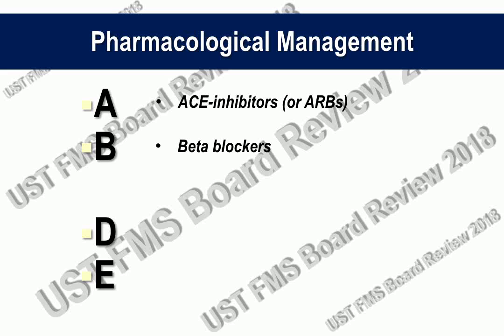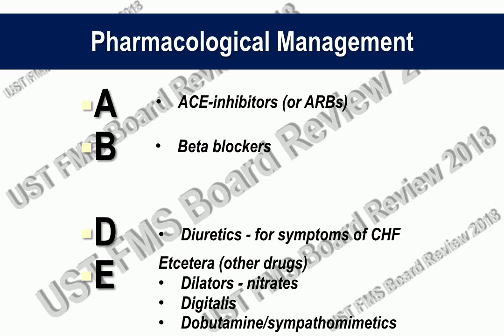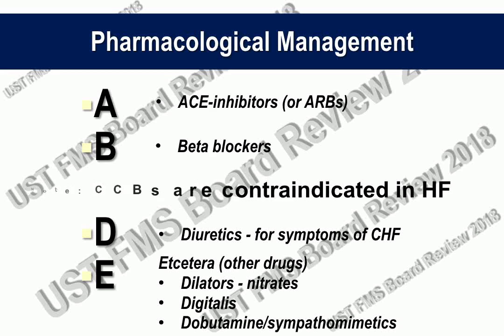B would stand for a beta blocker. That would target the sympathetic or adrenergic nervous system. The D would be for diuretics, and that's given to relieve symptoms of congestive heart failure. And as usual, your E would be your etc. Okay, so dilators, nitrates, digitalis, which is an inotropic agent, and your sympathomimetics, your dobutamine, given sometimes for a short course for heart failure. So take note that calcium channel blockers, or your letter C, are contraindicated in heart failure.